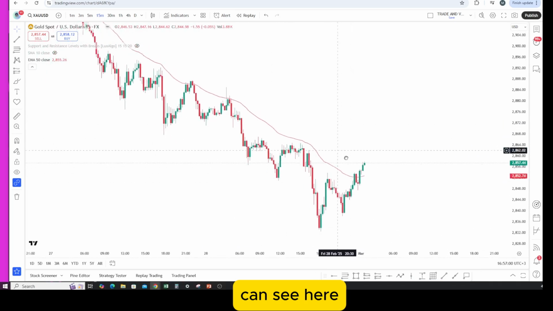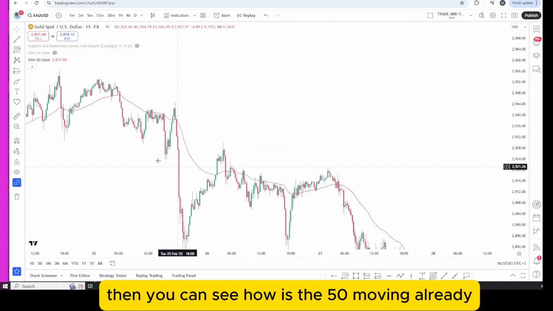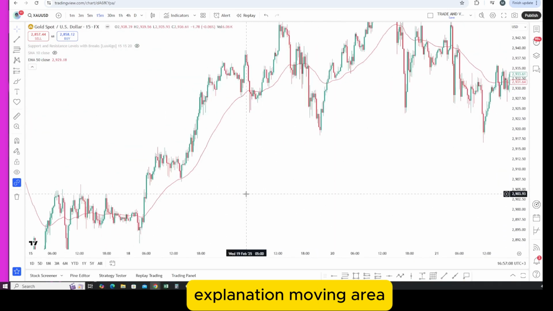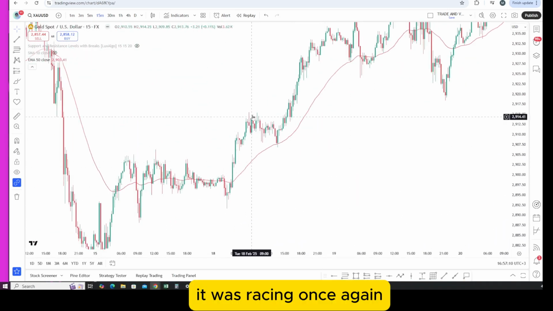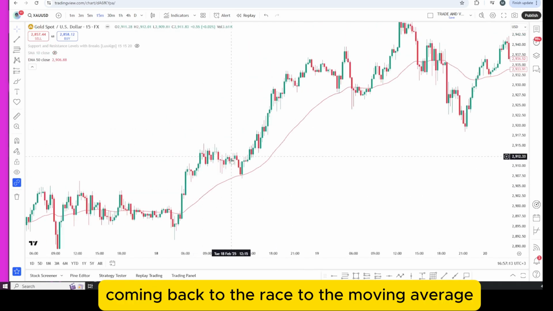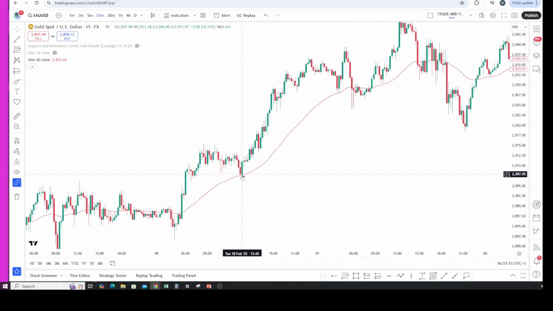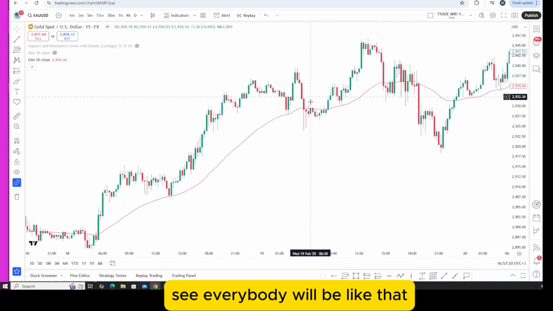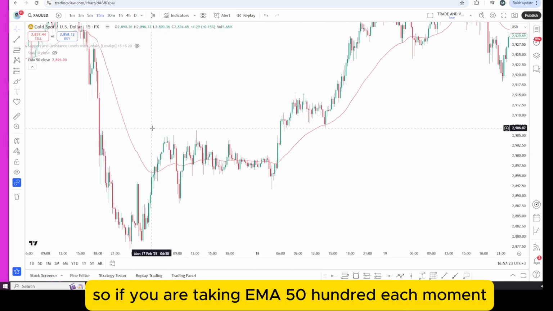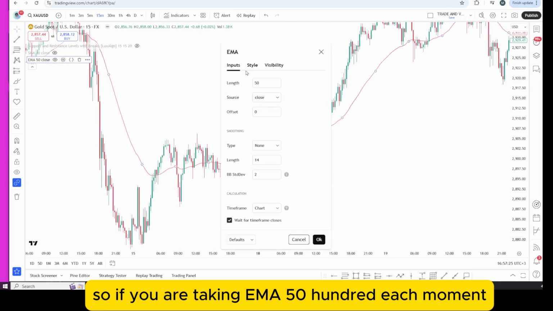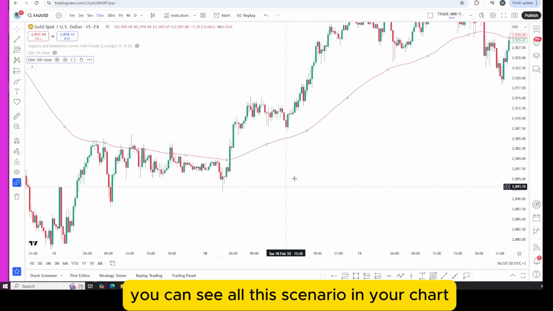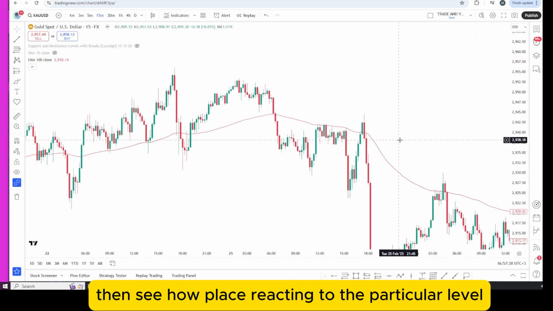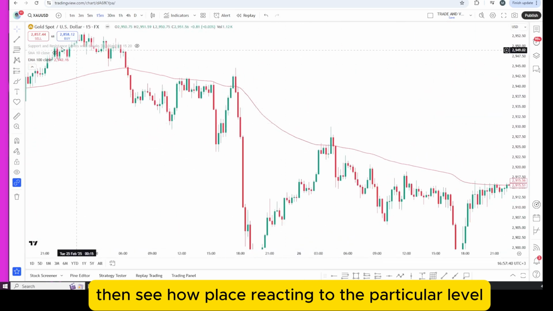You can see here this was falling, then we can see how this is the 50 exponential moving average. It was rising, once again coming back to the price at the moving average. What is actually happening is it is taking it as a support. See, everywhere it will be like that. So if you are taking EMA 50, 100, each moment you can see all this scenario in your chart. So check your chart by plotting the moving averages, then see how price reacts to the particular level.